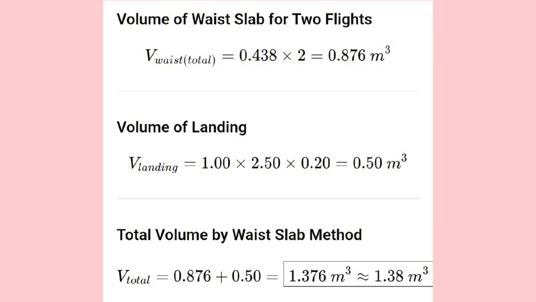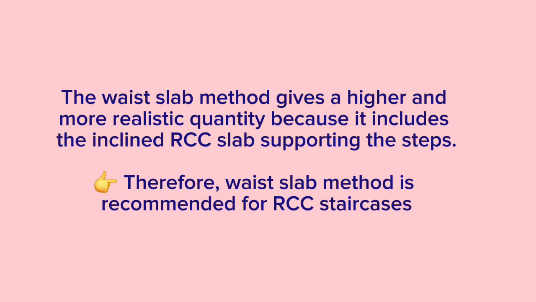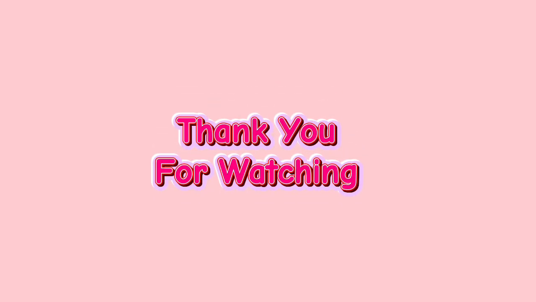Final result. Triangular method gives 0.95 cubic meters. Waste slab method gives 1.38 cubic meters. Waste slab method gives a higher and more realistic value, so it is recommended for RCC staircases. Closing. That's all for Chapter 4, Staircase Quantity Measurement.